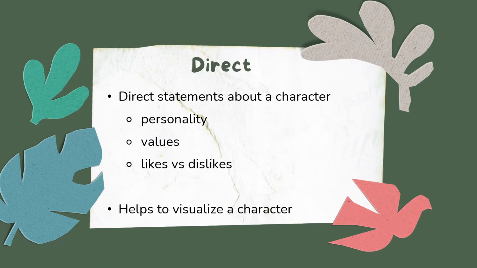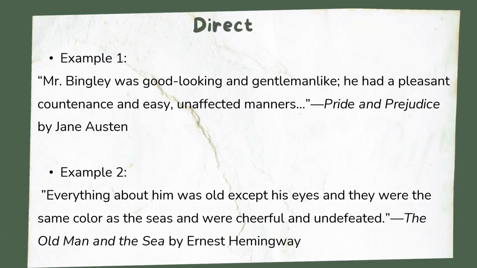They'll talk about a character's personality or their values, their likes, their dislikes. They might even just directly describe what the character looks like. Blue eyes, blonde hair, that kind of thing. But this is supposed to help us visualize the character. And remember, visualization is when you make an image of the character in your mind. So here are some examples from famous literature.